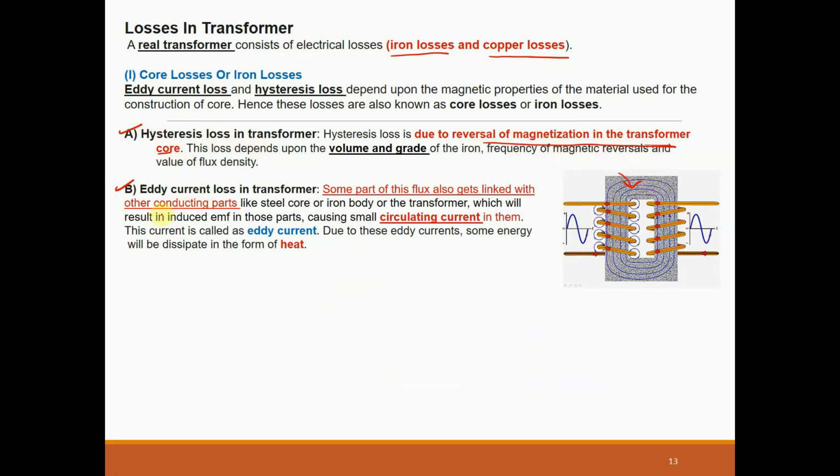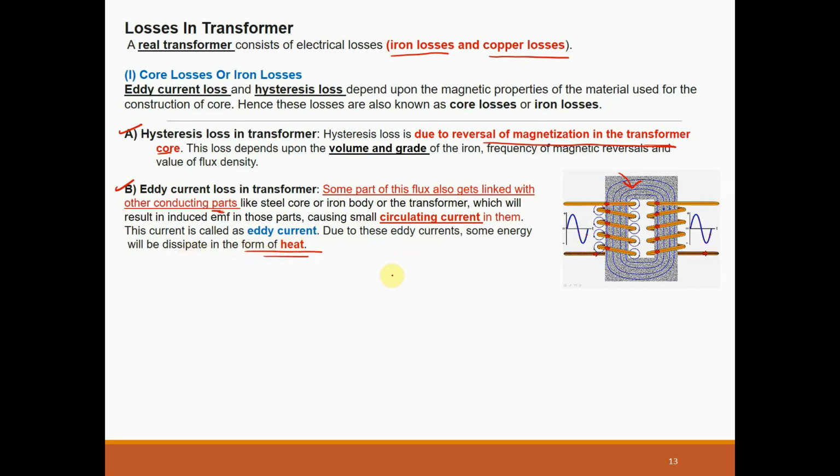It can cause heat. For eddy current loss, some parts of the flux get linked with other conducting parts of the transformer, because you cannot assemble a transformer without any other conducting parts. So the flux will try to link on that metallic part. There will be some circulation of current in them, and it will dissipate heat. So this also is a loss.